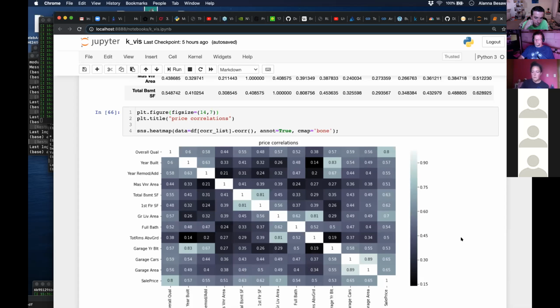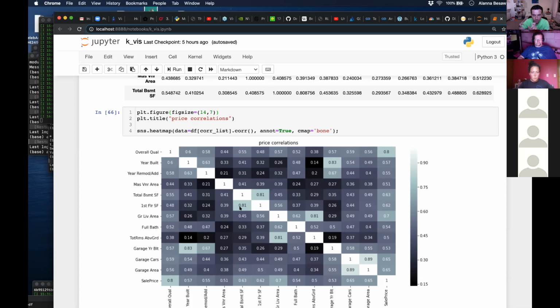And then with this color scheme, I chose this bone one because it's not too bright, since some of them are really fluorescent. So up here, white is 100% correlated, and then down here, the darker one is less correlated.